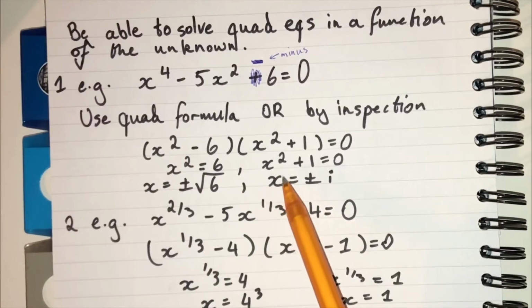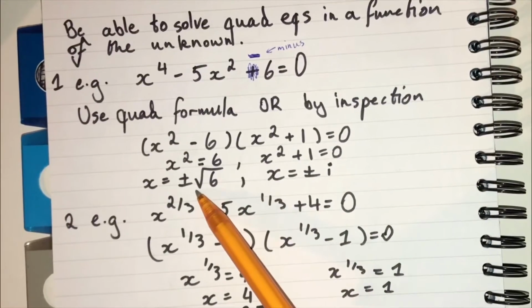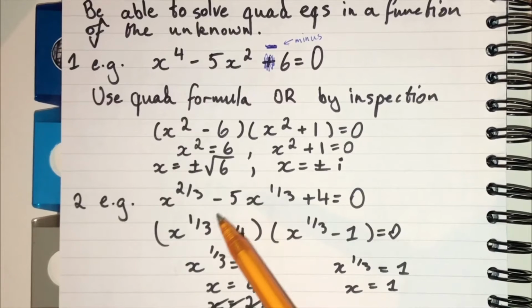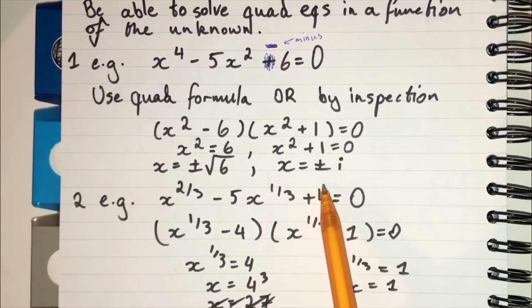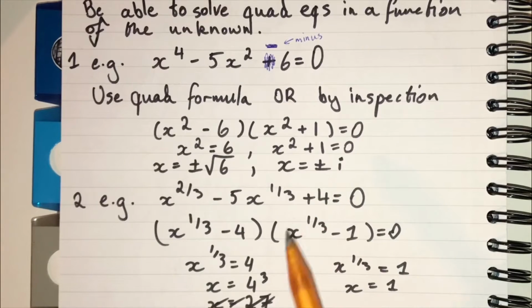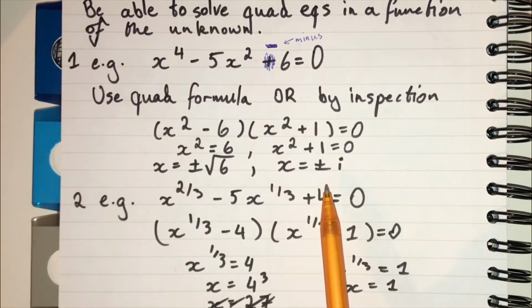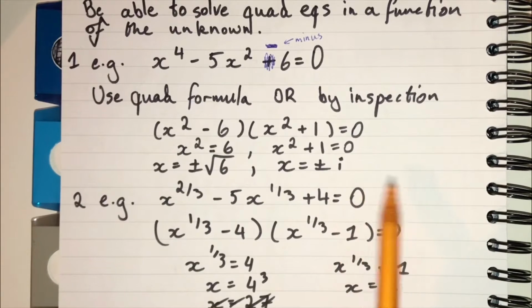The other two answers you could get, so these actually count as two answers, so root 6 and minus root 6 count as two answers. The other answer you get is plus or minus i. However, I don't think you need to worry too much about what that actually means for now. All i is, is the square root of minus 1.